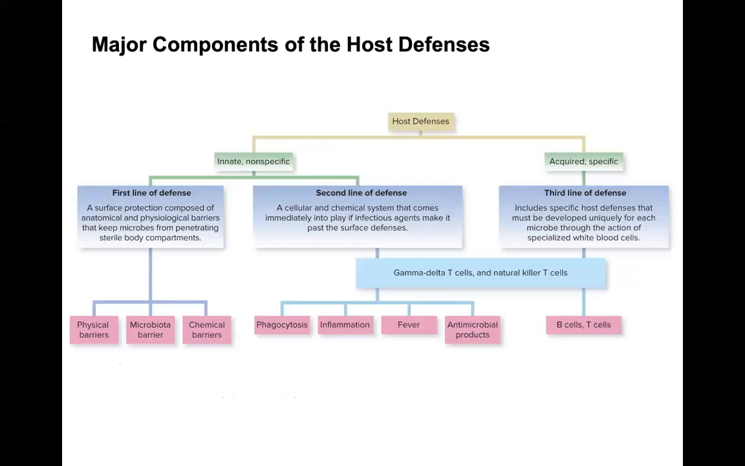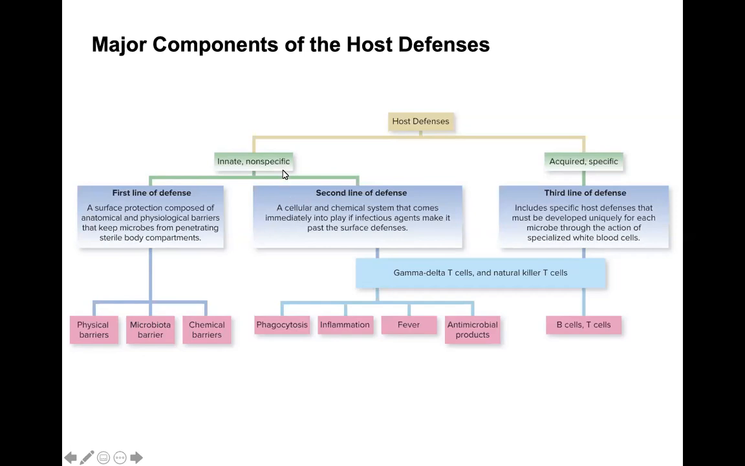So again, here we can see a little descriptive looking at the three lines of defense. Again, first line of defense, this is surface protection that's composed of anatomical and physiological barriers that keep microbes from penetrating sterile body compartments. This is your physical barriers. It also includes your microbiome, as well as any chemical barriers.